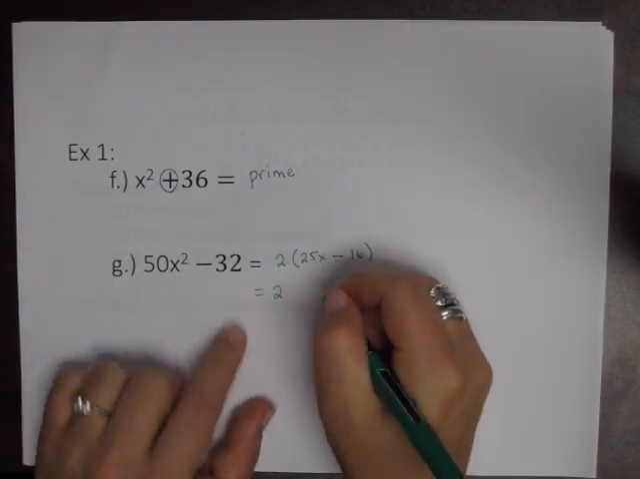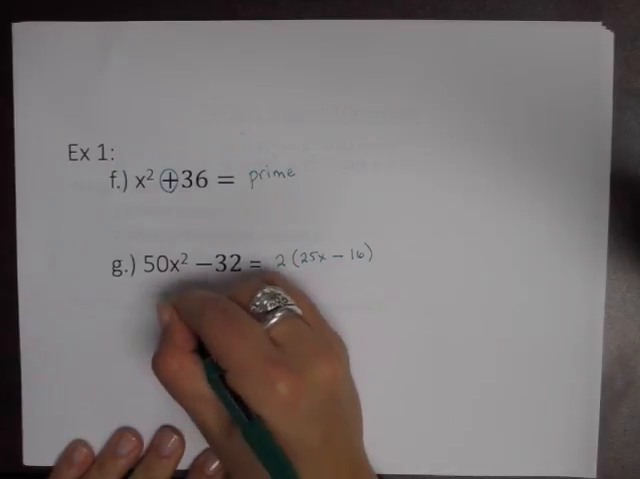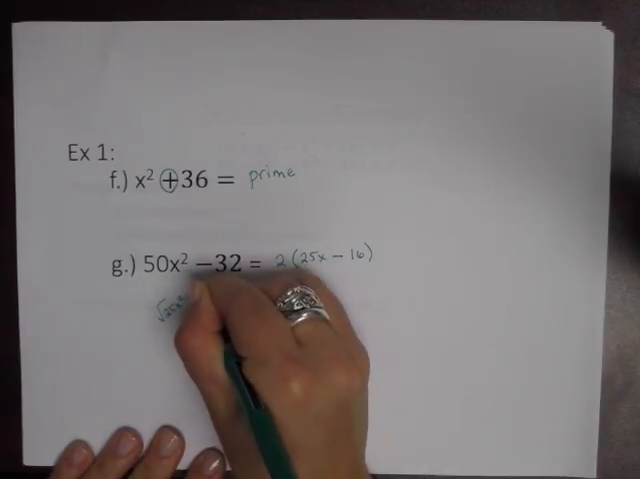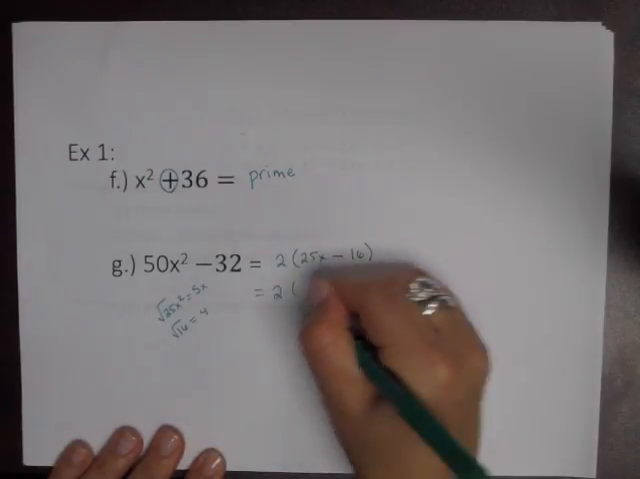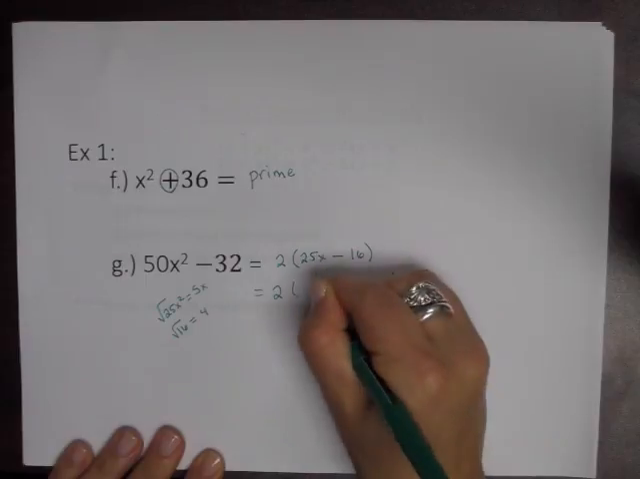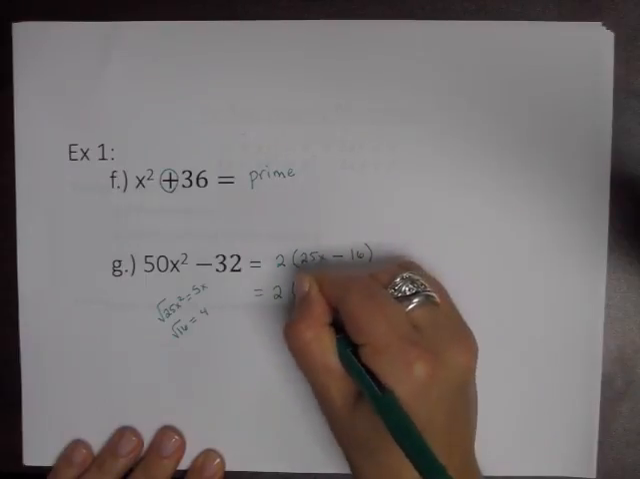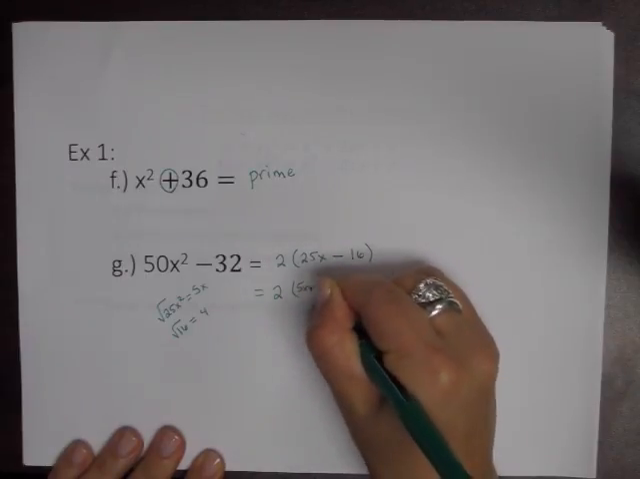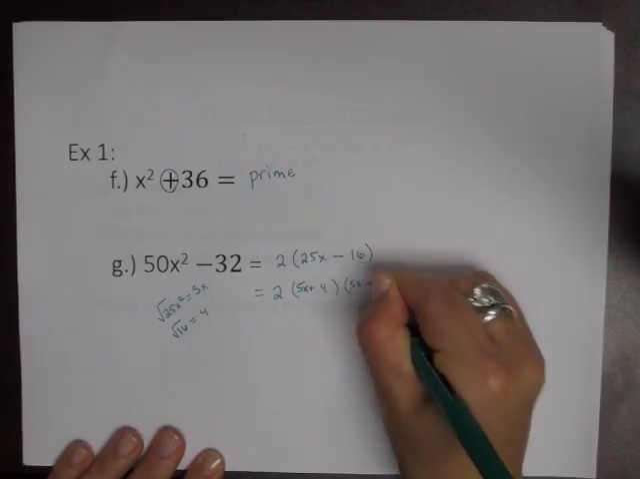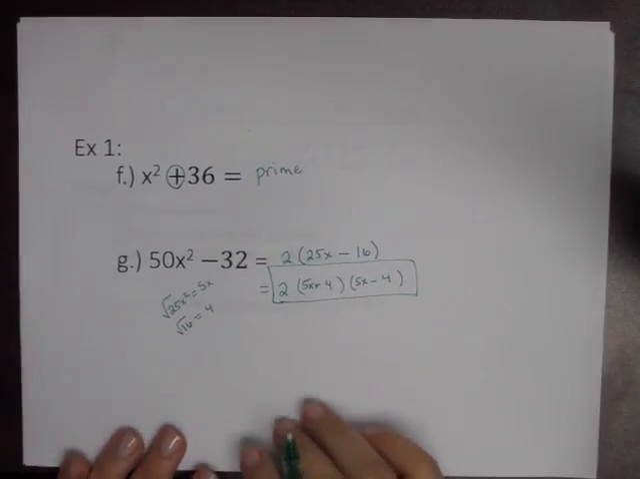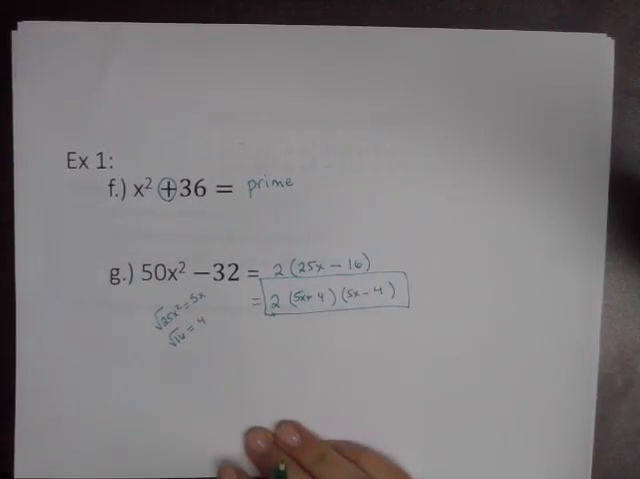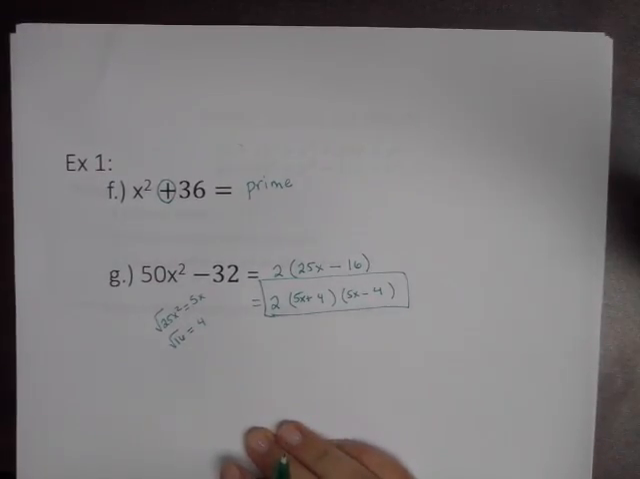So I go 2, and then the square root of 25x squared is 5x. The square root of 16 is going to be 4. So I go and put my parentheses. I go plus minus: 5x plus 4, 5x minus 4, and I box my answer. So that is the difference of two perfect squares. Hopefully you feel pretty comfortable with it.